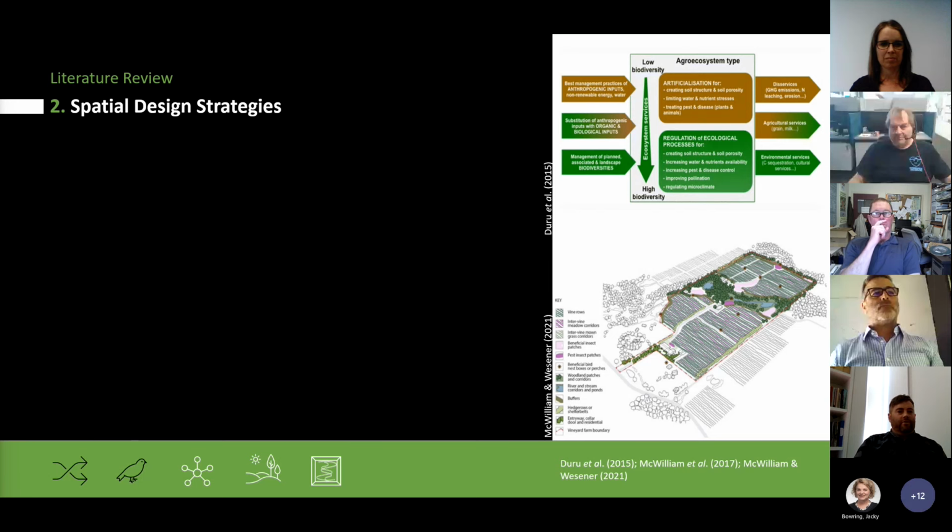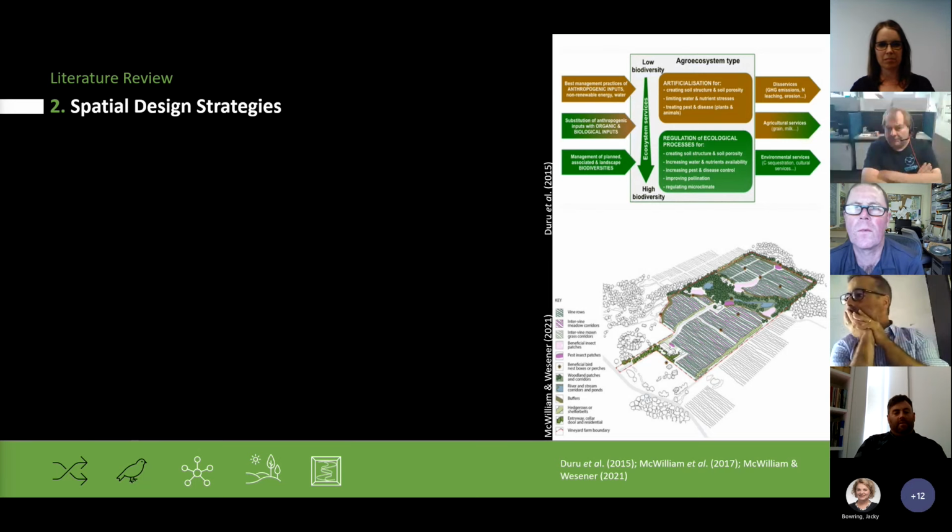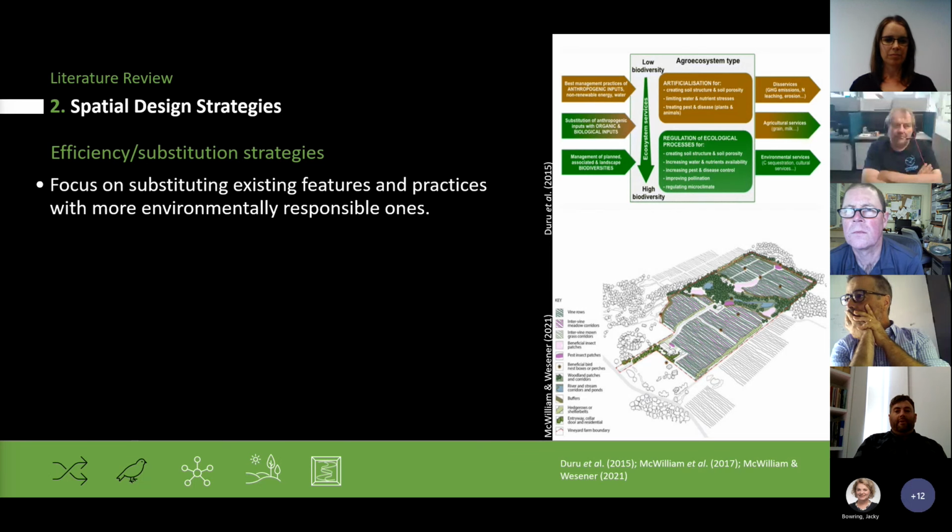The next area of literature review was looking at spatial design strategies. So I'll be looking at 5 different strategies for this. And as we go through, I will attempt to focus down onto possibly 3. The first set of strategies were efficiency substitution strategies. They focus on substituting existing features and practices with more environmentally responsible ones. For example, reducing artificial inputs and reducing or making more efficient use of irrigation on farms and replacing those with more responsible ones.